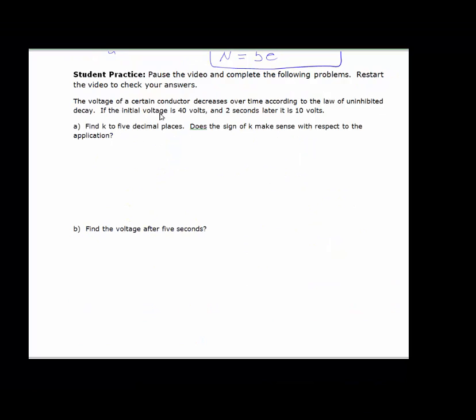Alright, the voltage of a certain conductor decreases over time according to the law of uninhibited decay. If the initial voltage is 40 volts and 2 seconds later it is 10 volts, find k to 5 decimal places, and does the sign of k make sense with respect to the application? So remember, in order to come up with a model to describe a certain scenario, we need to use the given information to find k.